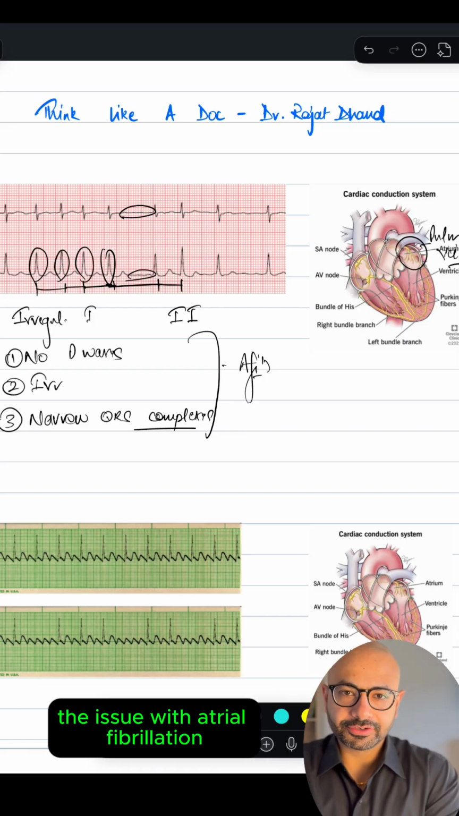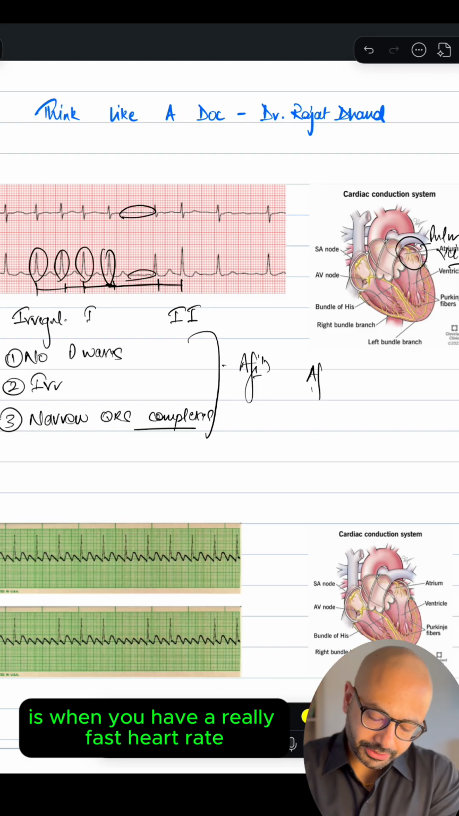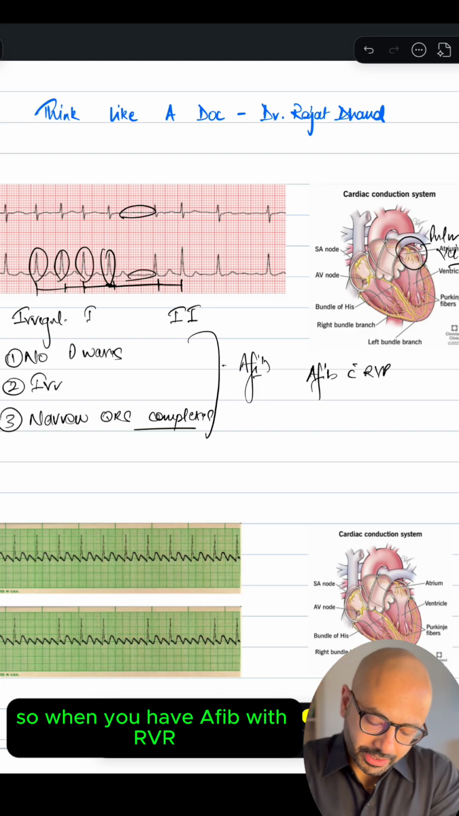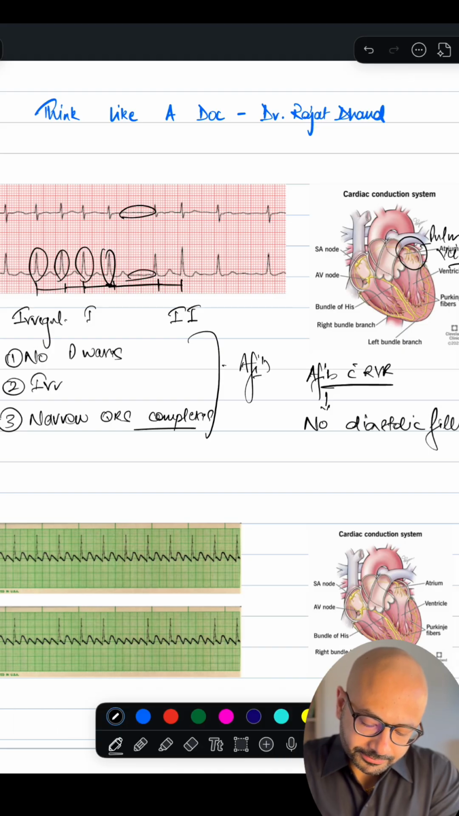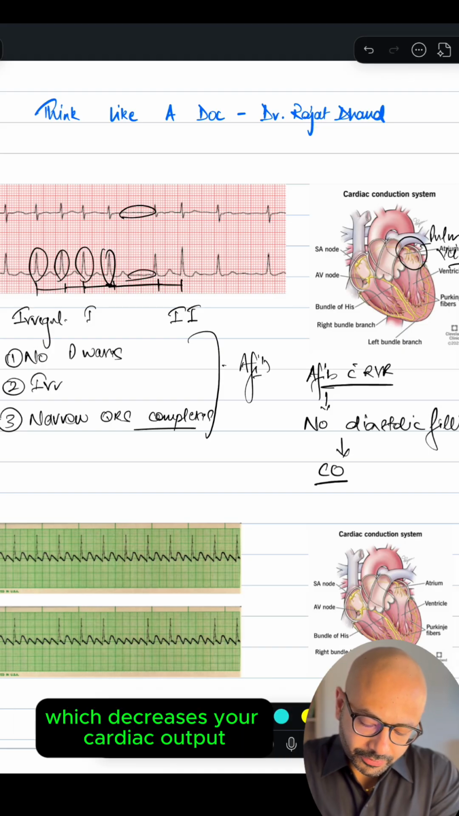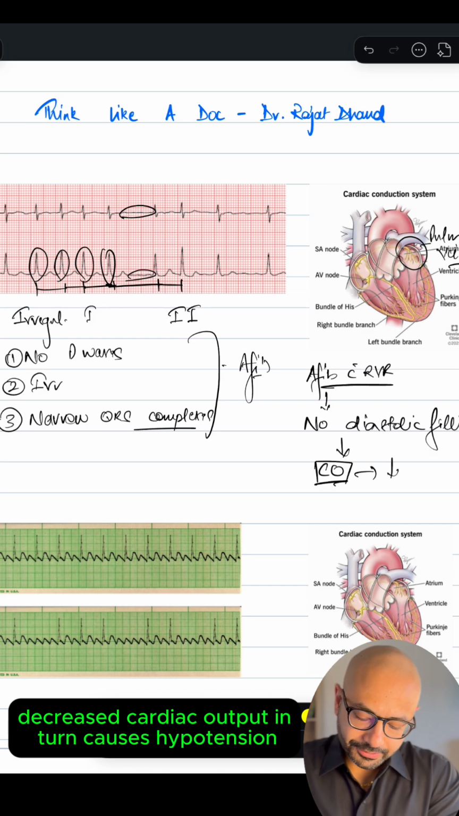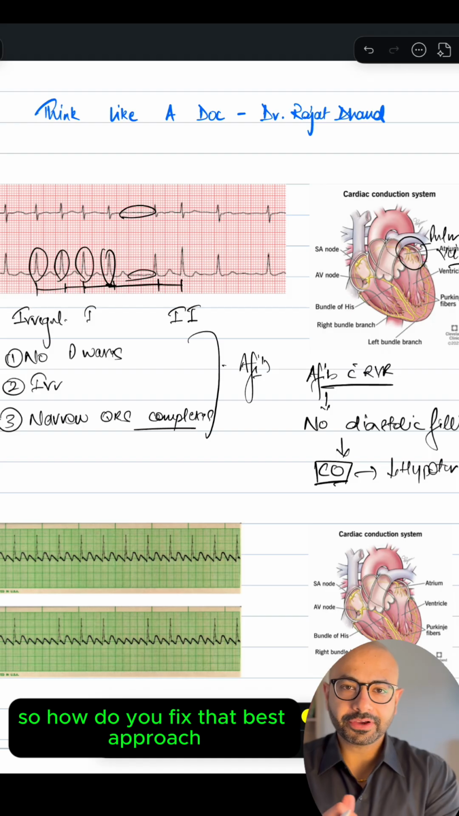The issue with atrial fibrillation is when you have a really fast heart rate. So when you have AFib with RVR, your ventricles don't have enough time to fill, which decreases your cardiac output. Decreased cardiac output in turn causes hypotension. So how do you fix that?